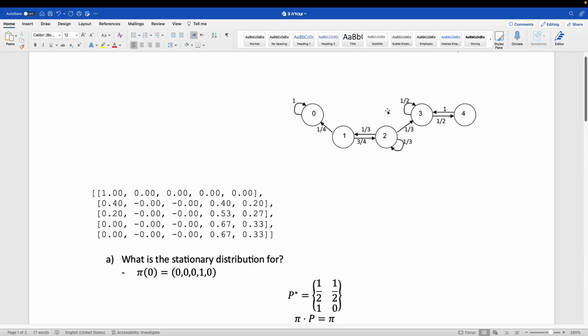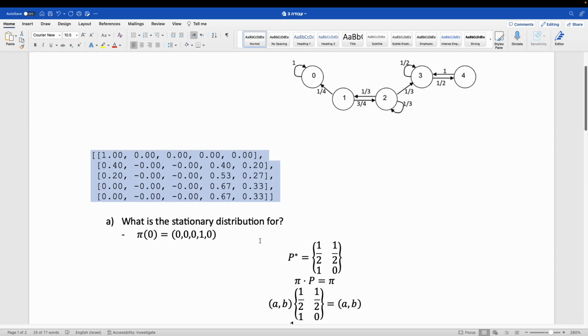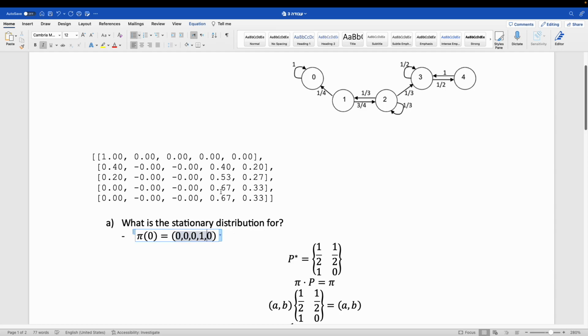This question, so we have the following Markov chain, and I also write it as a matrix. And now we want to know what is the stationary distribution for each of these initial states. So for the first initial state, we start at state 3. Okay, so this is state 0, this is state 1, this is state 2, 3, and 4. Anyway, so we want to know what is the stationary distribution for each of the states.